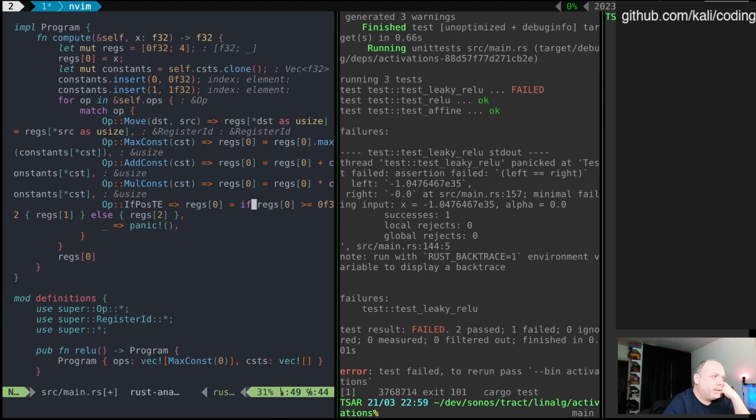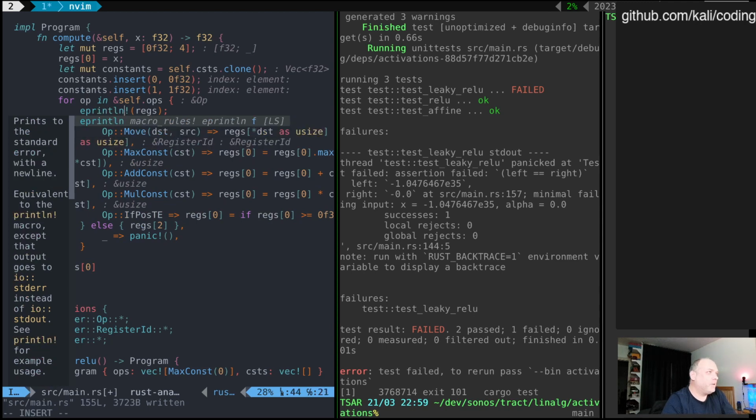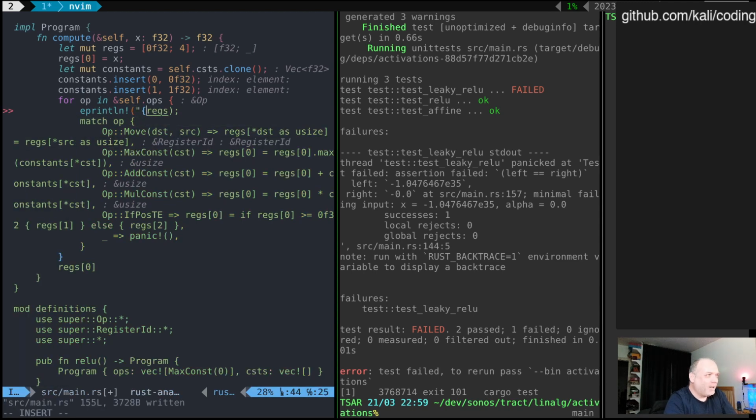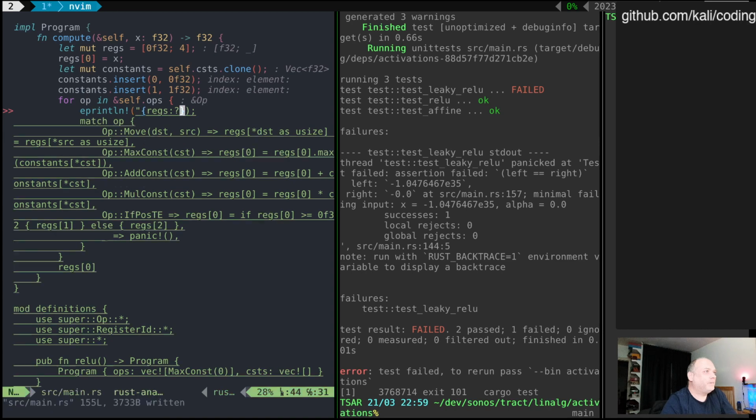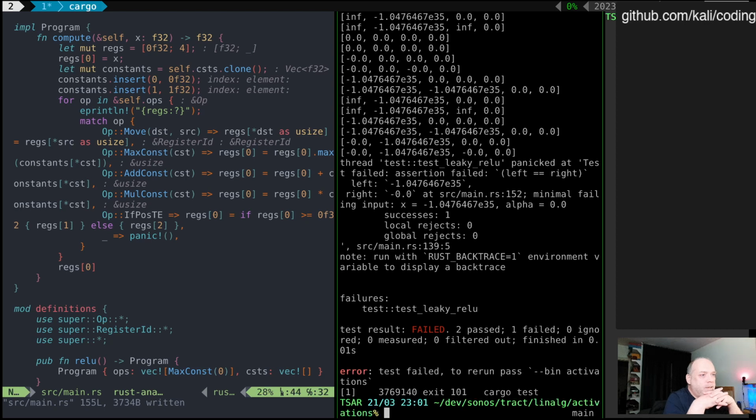Do we have a problem here? If regs of 0 is positive, then we take A, else we take B. No, it looks good. So let's have a look. Let's debug. Let's look at what we have in the registers. I'm going to use this one to get a more compact display. Okay, leaky, show us what you're doing.